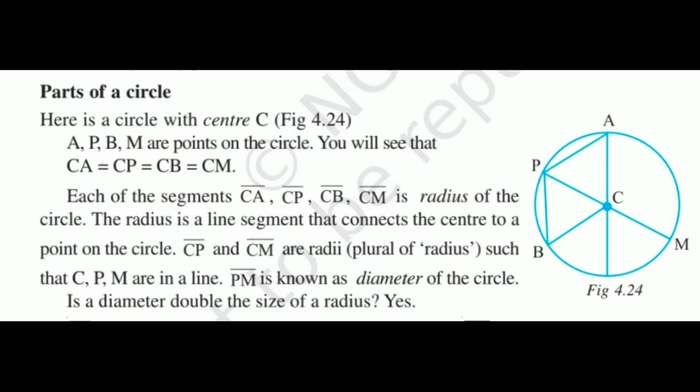Each of the segments CA, CP, CB, CM is a radius of the circle. The radius is a line segment that connects the center to points on the circle. CP and CM are radii such that C, P, M are in a line. PM is known as the diameter of the circle.